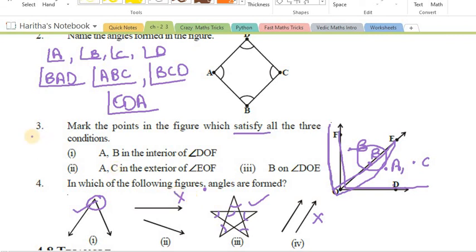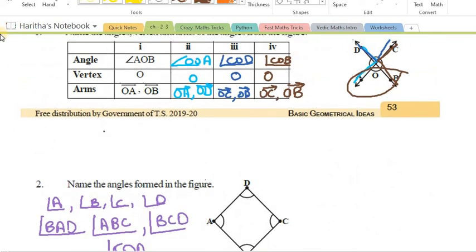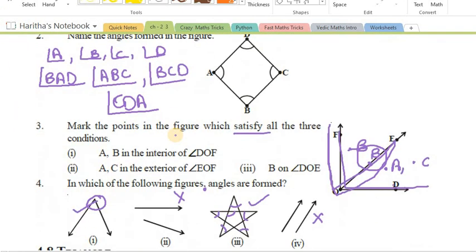Okay students, in today's class we learned what interior and exterior points are, how to write an angle name, how to write the ray name, and how to write the arms. So these are the questions we learned in today's class.